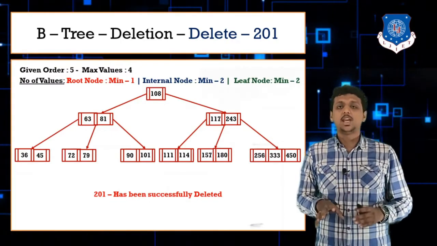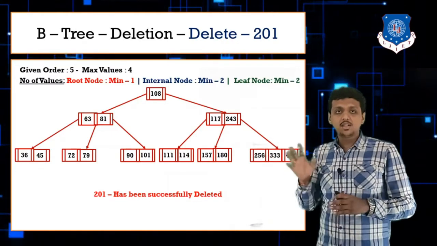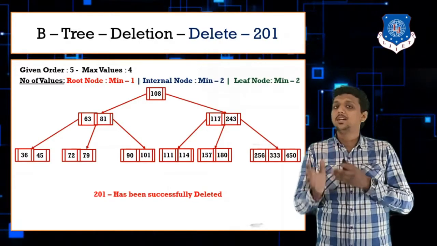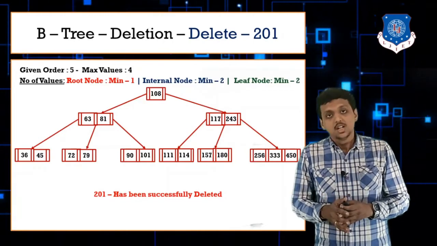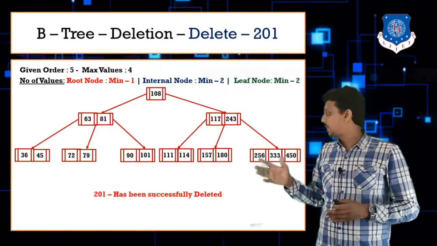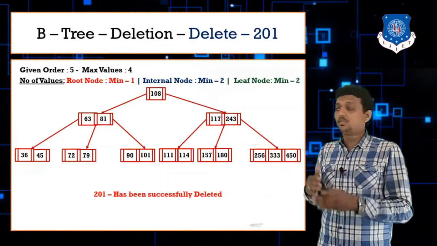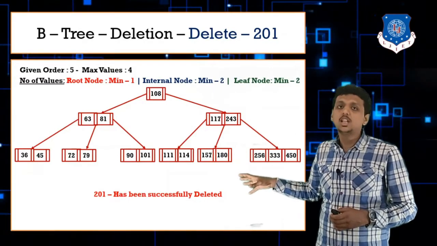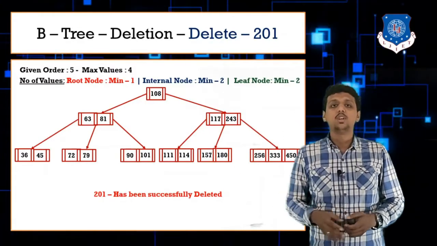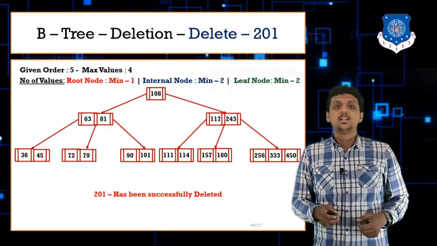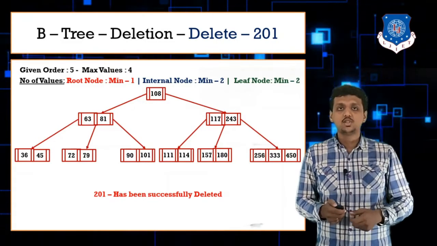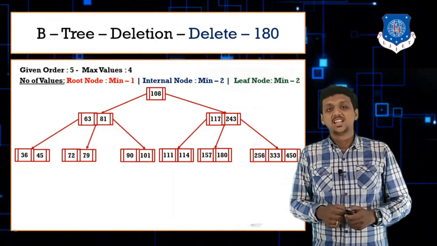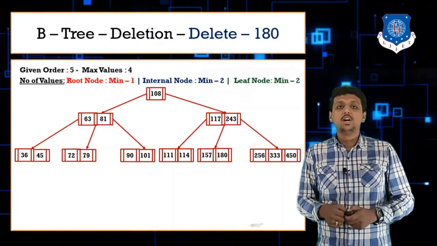Fine. So what I am doing, where I need to delete internal nodes, I am selecting the predecessor or successor node from my child nodes. If my child node does not have proper values, then I move forward to the other child node. So what I did, I cannot select 180, so I am selecting 243 and moving ahead. Okay, fine. So let's start with the next deletion operation. Next we want to delete 180.